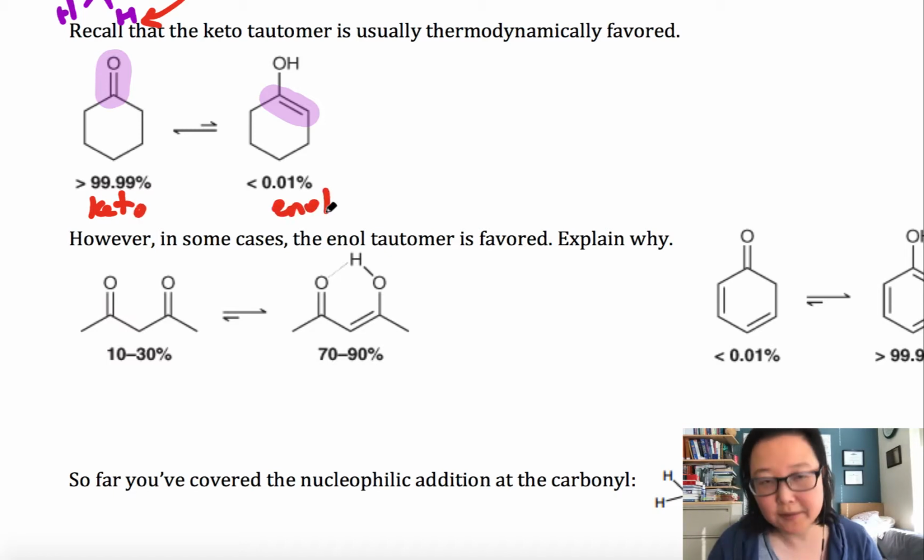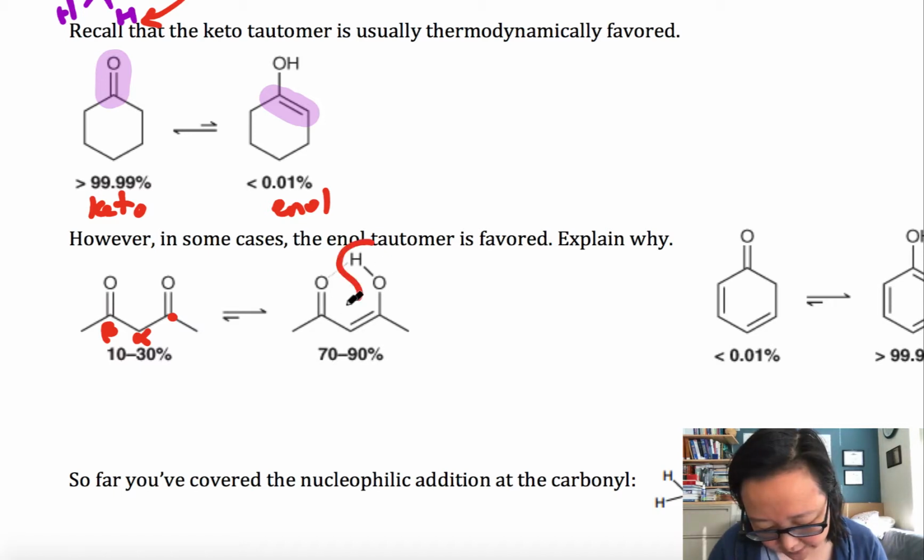Sometimes the enol form could be more favored, and there's just a few exceptions you should be aware of. One of the exceptions is if you have a dicarbonyl compound, where one carbonyl is beta to the other. If you see that pattern, often we see evidence for this right here.